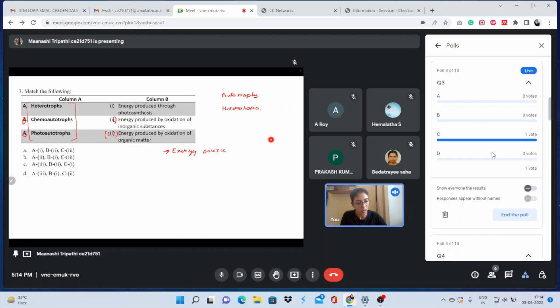When we talk about energy source, there are two sources of energy, either sunlight or chemical reaction. Whoever uses sunlight as energy source are phototrophs, and whoever uses chemical reaction as energy source are chemotrophs. That is one thing. Second, carbon source.